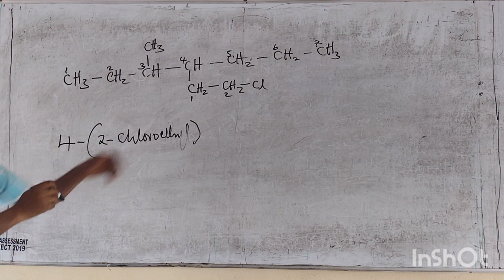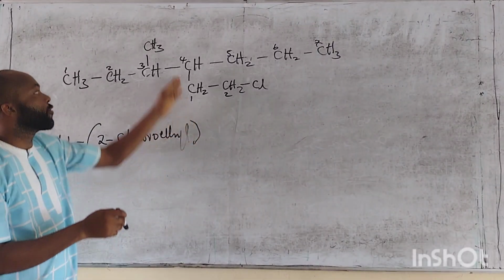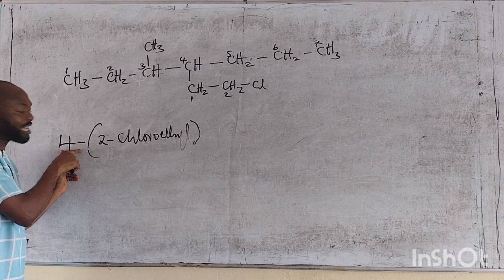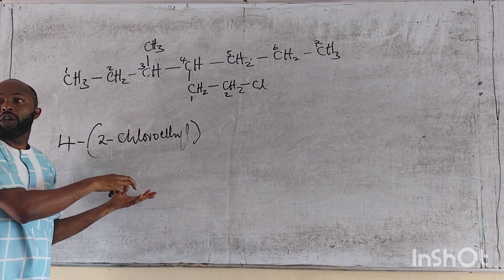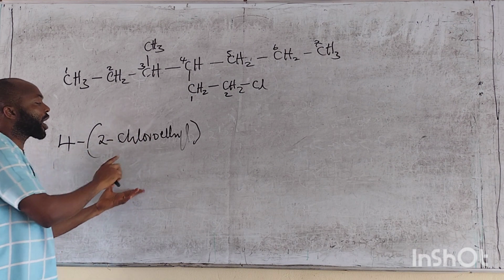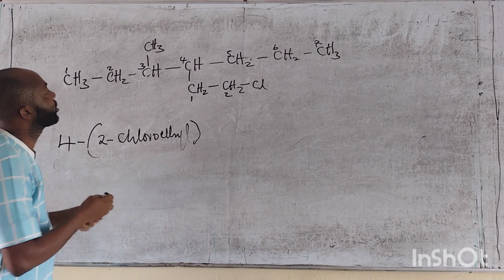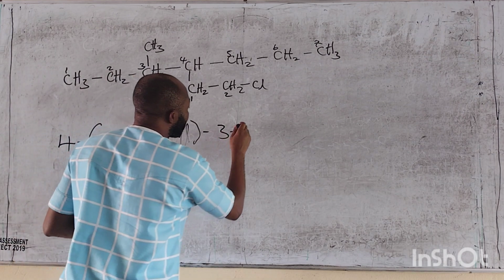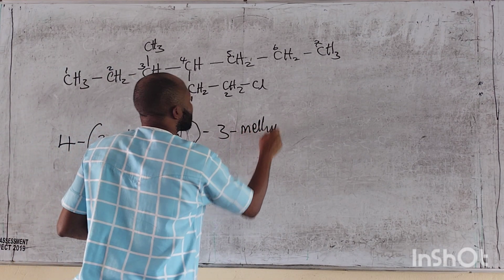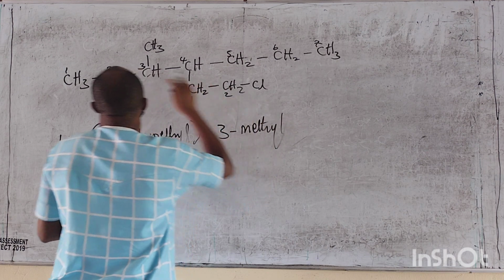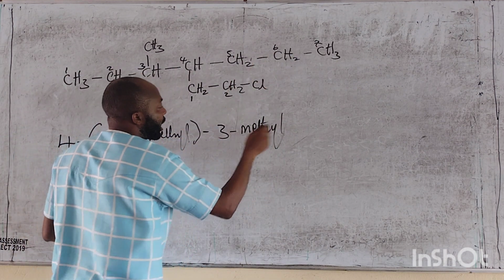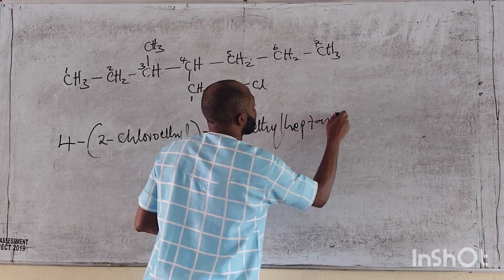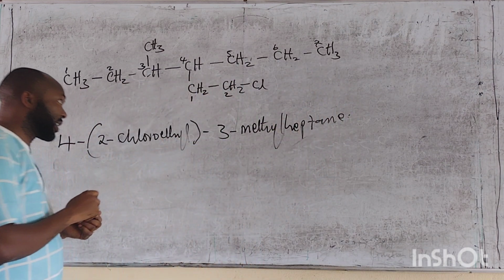Remember, I'm supposed to say 4 ethyl. Now in 4, I have this. So that is why I have 4 outside. Put this hyphen to tell you what is inside 4. So this is 4, open bracket, 2 chloroethyl. 1, 2, 3. 3 methyl. 1, 2 to 7. Heptane. 3 methyl. Heptane. So that becomes the name.